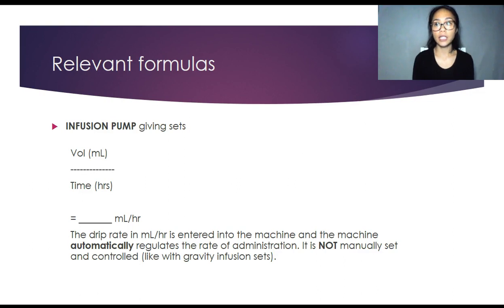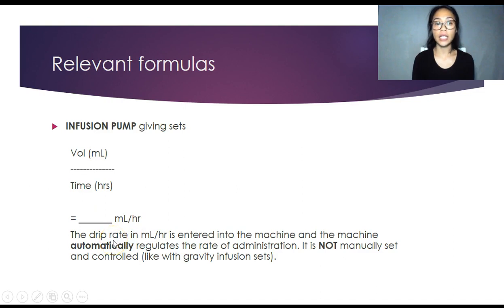Infusion pump giving sets will give you a rate of mils per hour. If you remember that image of the infusion pump, the rate was going through mils per hour, not drops per minute. And that's really important that you remember that because in any of your calculations for your medication calculation assessment, your unit of measurement must always be included. So if your answer is 250, is it 250 drops per minute or is it 250 mils per hour? So always remember to include the unit of measurement.